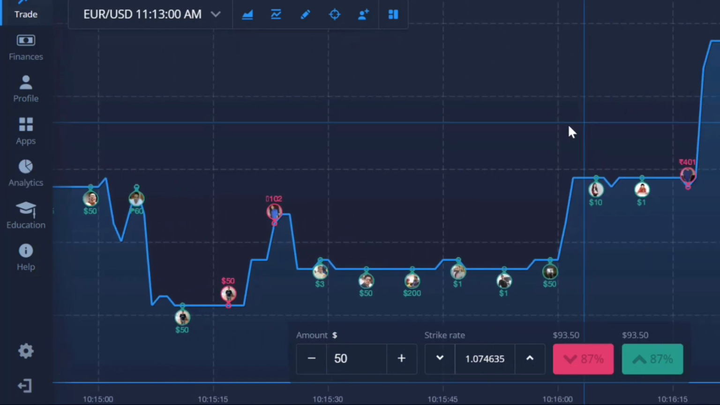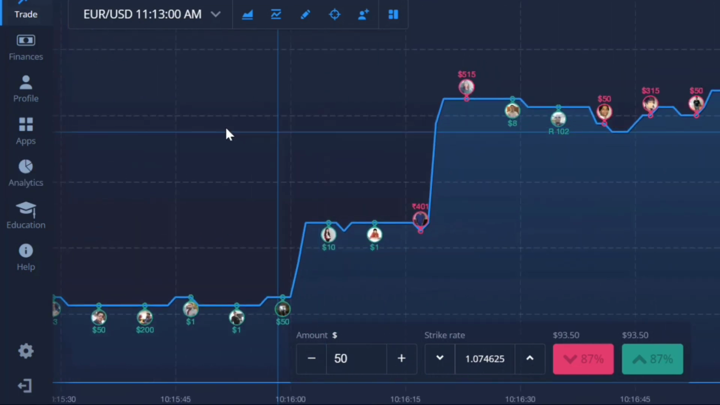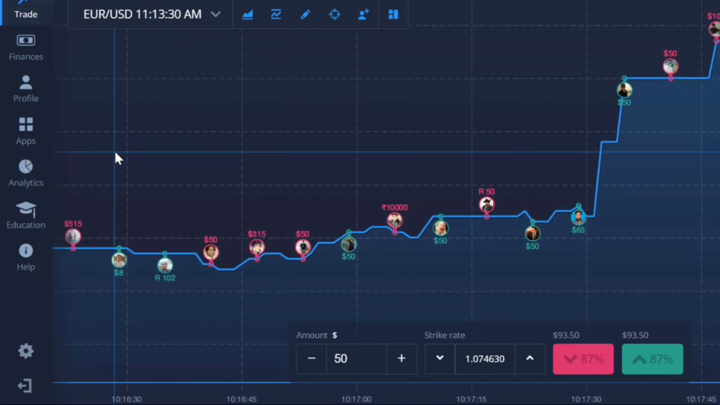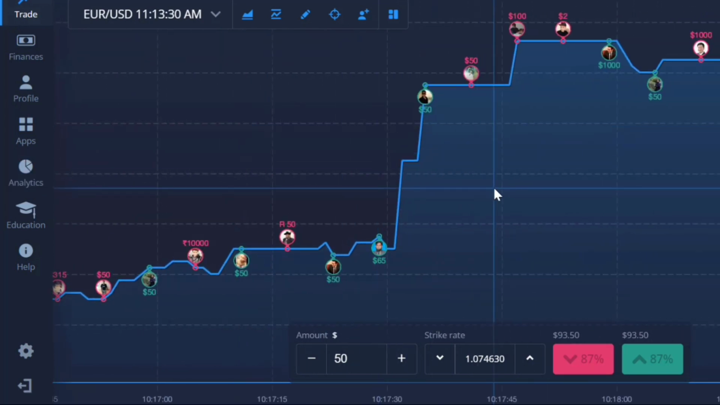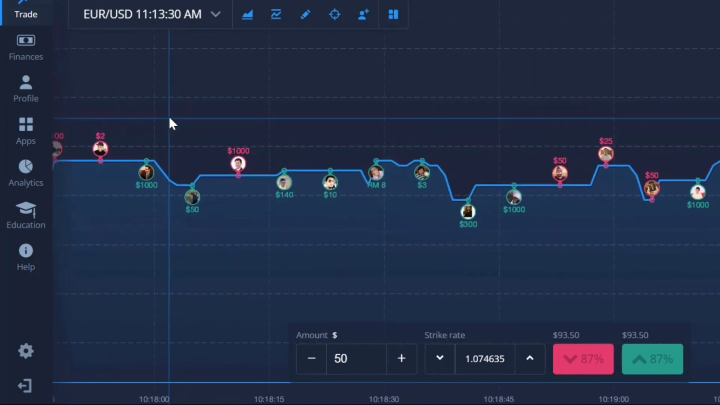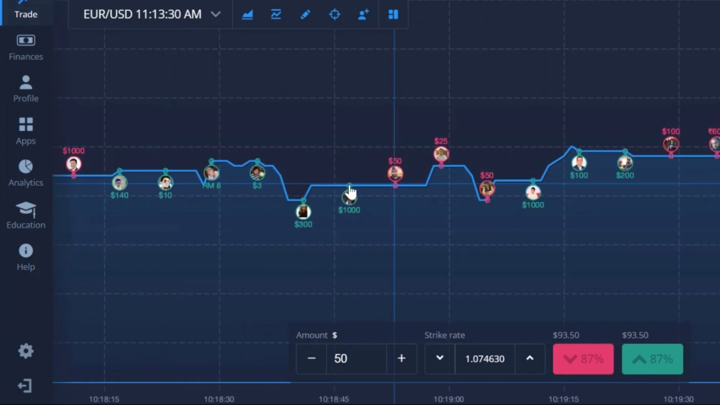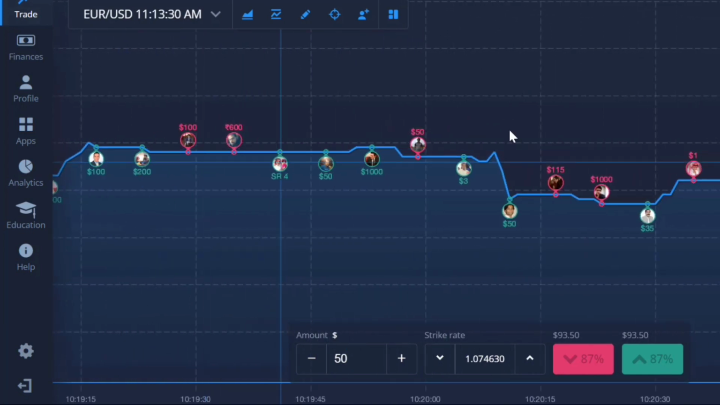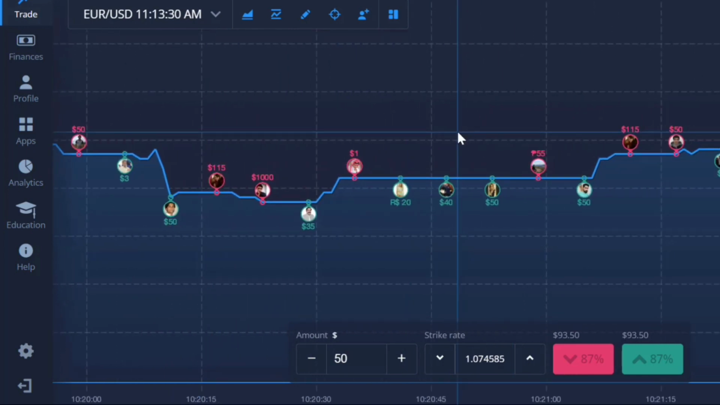Options trading. Options trading involves buying and selling options contracts, which give traders the right, but not the obligation, to buy or sell an asset at a certain price at a certain time. Options trading can potentially be very profitable, but it's also very risky and requires a high level of knowledge and experience.